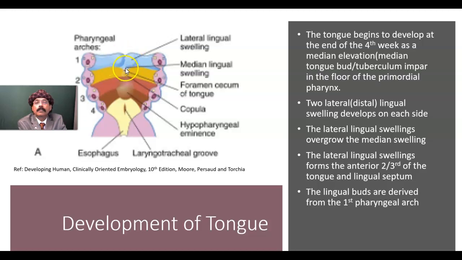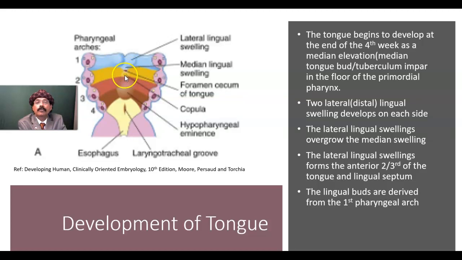The median lingual swelling has no contribution in the developed tongue. It comes, then it is overgrown by the two lateral lingual swellings, so that there is no contribution from the tuberculum impar or median lingual swelling. And this is located just in front of the foramen cecum of the tongue. Foramen cecum is a depression through which the thyroid gland begins to develop. It goes down from here, from the foramen cecum.